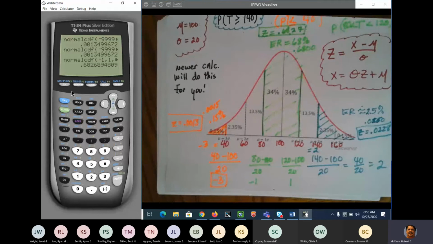0.6827. If you have a newer calculator, second, vars, normal CDF, and you would type in 80 to 120, and change the mean to 100 and the standard deviation to 20. Same thing.